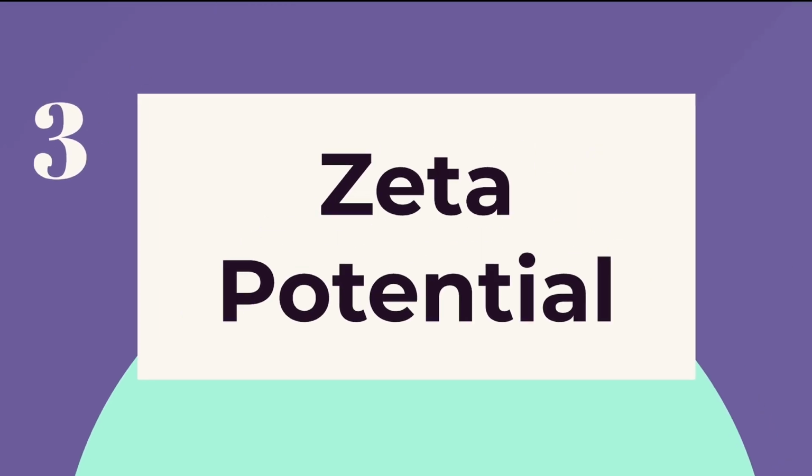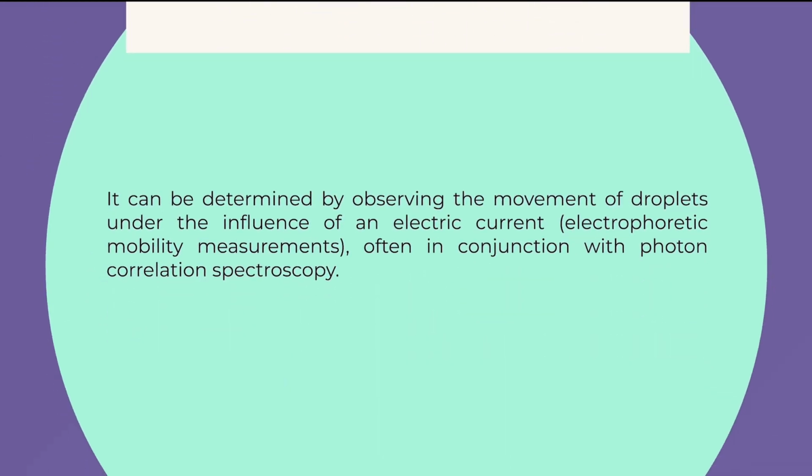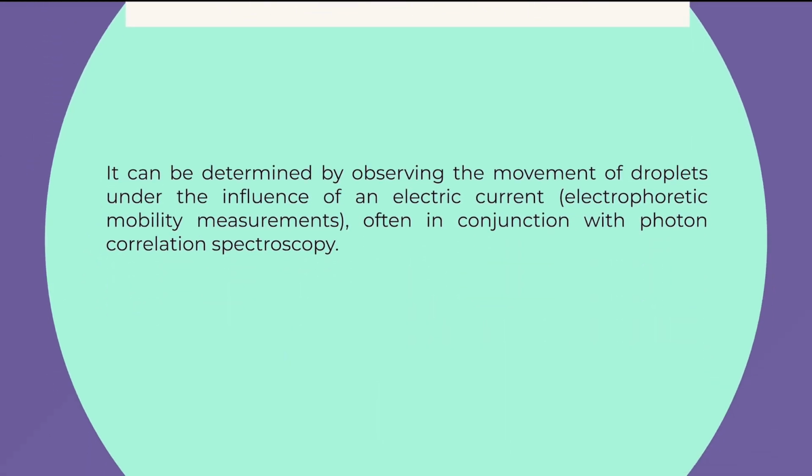Third type of suspensions, zeta potential. It can be determined by observing the movement of droplets under the influence of an electric current, electrophoretic mobility measurements, often in conjunction with photon correlation spectroscopy.